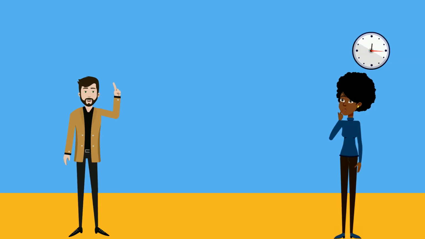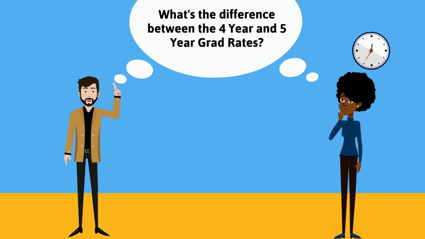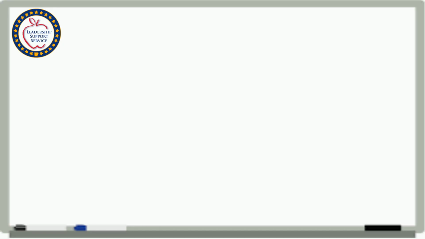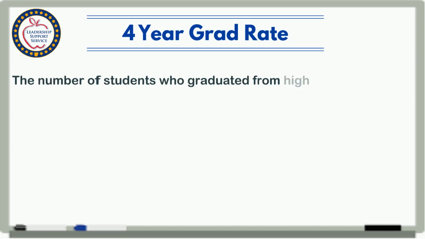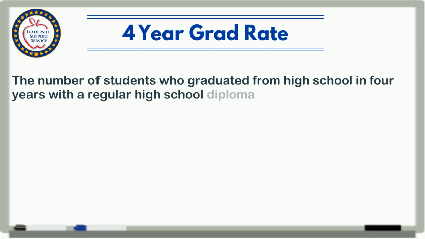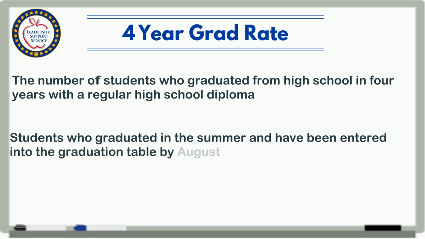You may be wondering, what's the difference between the 4-year and 5-year grad rates? The 4-year grad rate is the number of students who graduated from high school in 4 years with a regular high school diploma. Students who graduated in the summer and have been entered into the graduation table by August 15th are included within the 4-year grad rate.